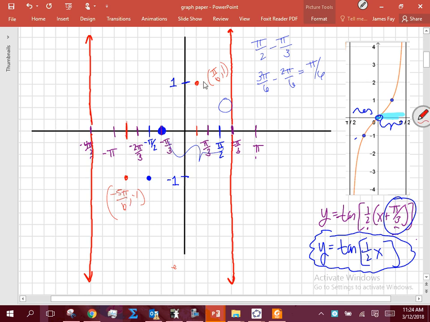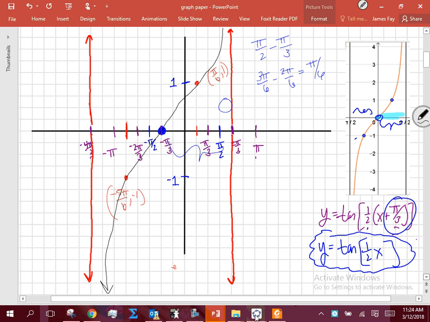Okay? But now that I have those, I'm going to take a smooth curve and draw it through those 3 points. And that's kind of ugly right now, but that would be your tangent function. Okay? Your 1/2 x plus pi over 3.